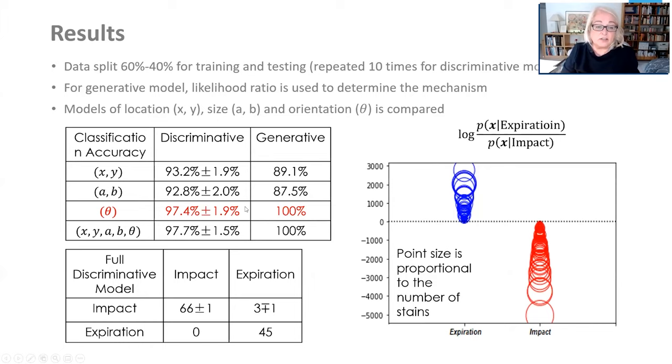You can also use what they call a generative approach to looking at these patterns, and that is a likelihood ratio type of approach. And again, I'm not going to go into any details whatsoever, but it turns out that, for example, distinguishing between the patterns left by expiration and impact type of mechanisms, you can distinguish very well between those two with essentially 100% accuracy if you're looking at this likelihood ratio approach.